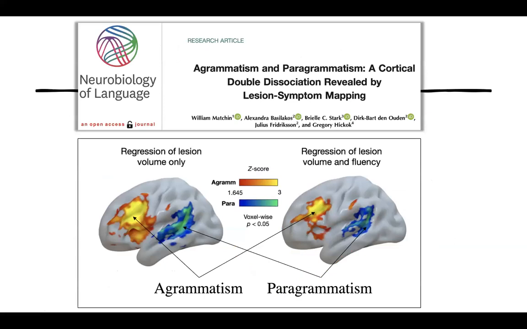So this is just two different ways of analyzing the same data, regressing out lesion volume only and regressing out lesion volume and controlling for fluency. So agrammatism does indeed map to frontal areas, paragrammatism maps to posterior temporal regions. The center of mass of this focus here is a little more dorsal than we might have predicted, and that's something that we'll have to follow up. Maybe that's an interesting novel observation.